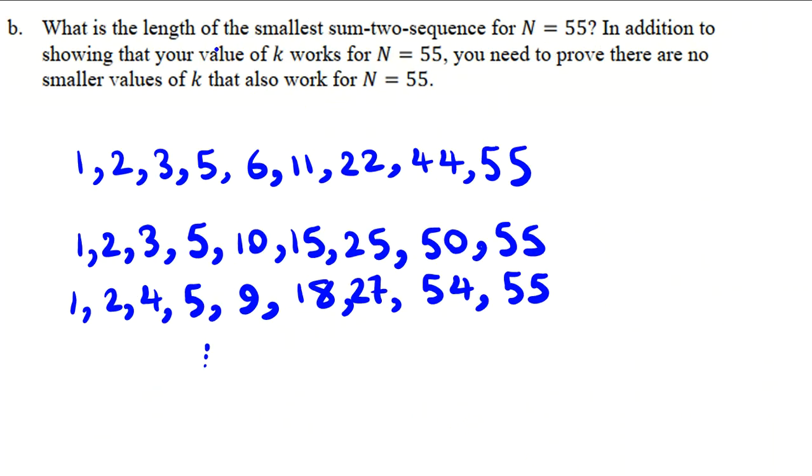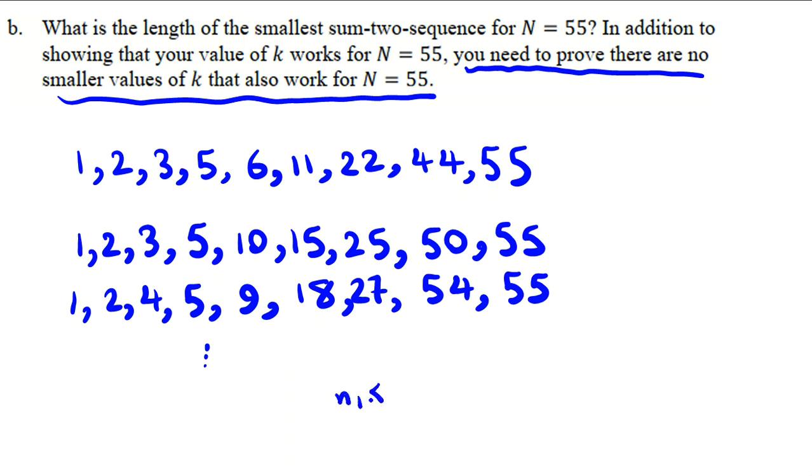Part B. What is the length of the smallest sum-two sequence for n equals 55, in addition to showing that your value of k works for n equals 55? You need, this is the hardest part, you need to prove there are no smaller values of k that also work for n equals 55.